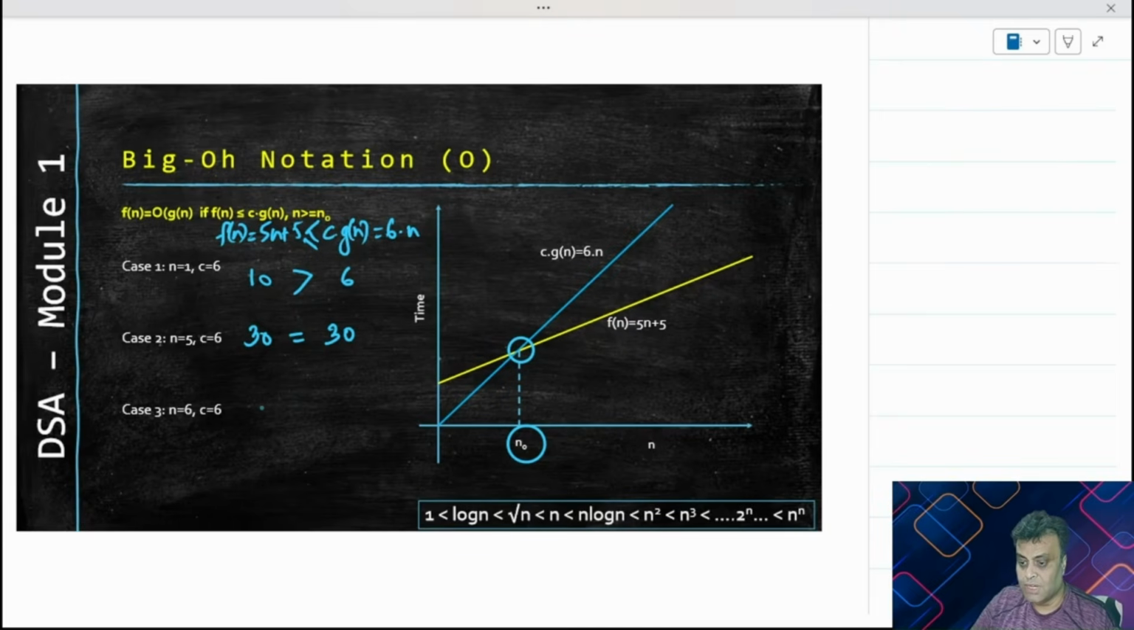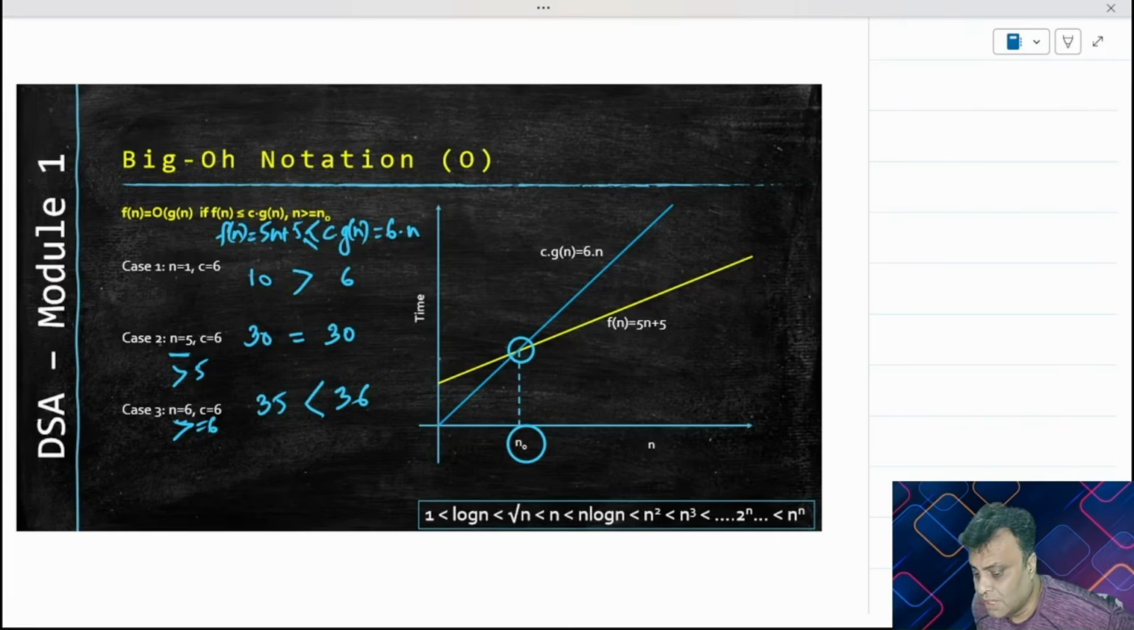Now, if we go one more step further, then n equal to 6 would mean this is 35, and on the right we will have 36. And you can see now that C dot gn has crossed Fn. So since C dot gn has crossed Fn, we can say that at n equal to 6 or after n equal to 5, whatever way you choose, you can say greater than 5, or greater than or equal to 6, we can say therefore that now we have the upper bound defined by this particular C dot gn, which is 6n.